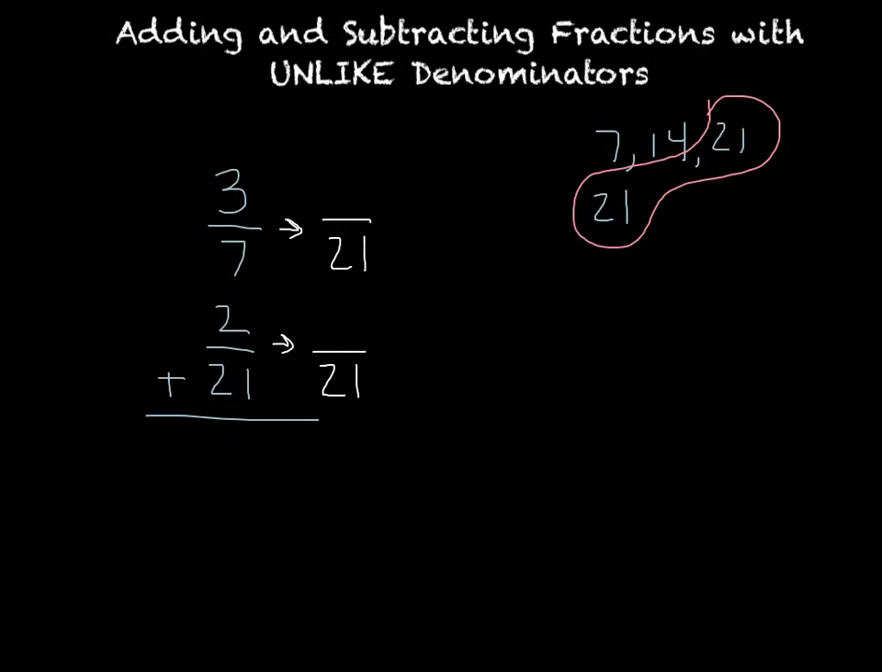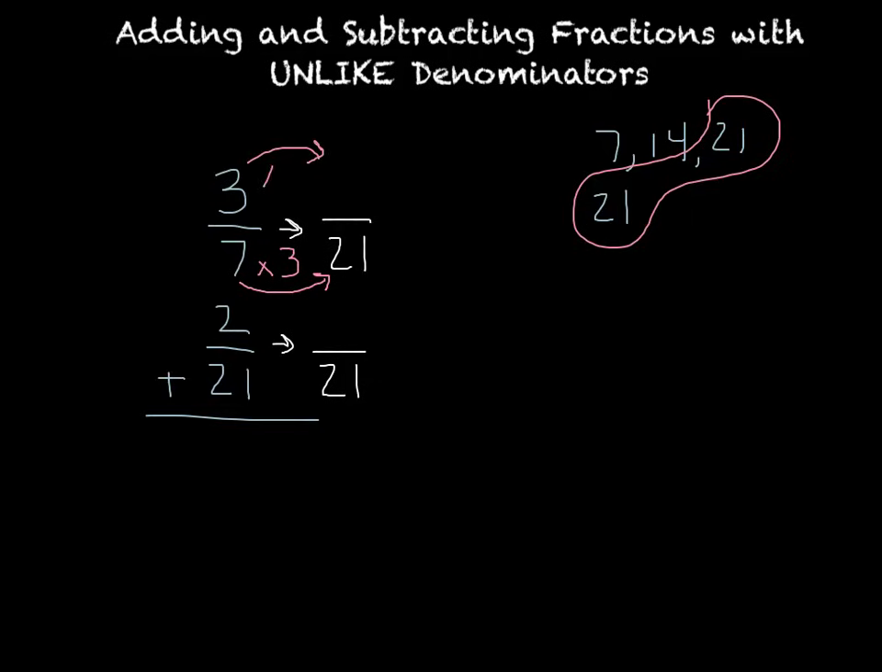So how did we get from 7 to 21? Well, if you know your facts, you know that you did times 3. If you're not very good with your facts, you can look over here. I did times 1, times 2, times 3. So I need to do the same thing on the top. Whatever I do to the bottom, I do to the top.